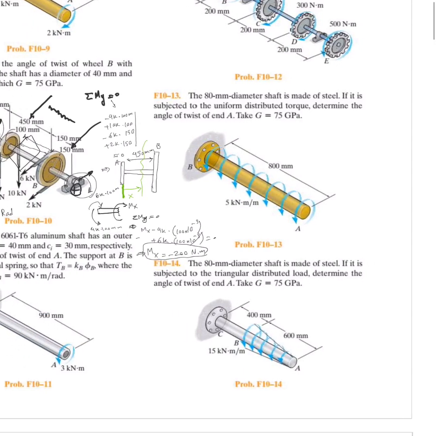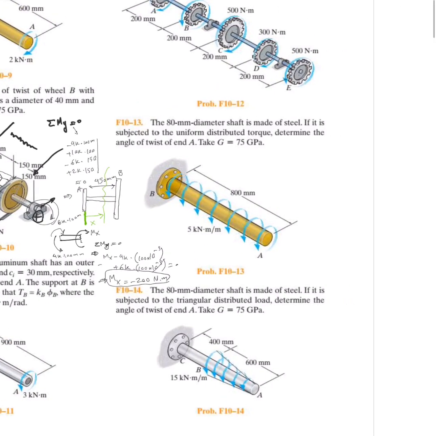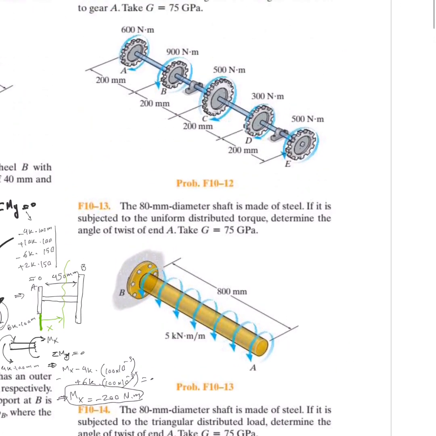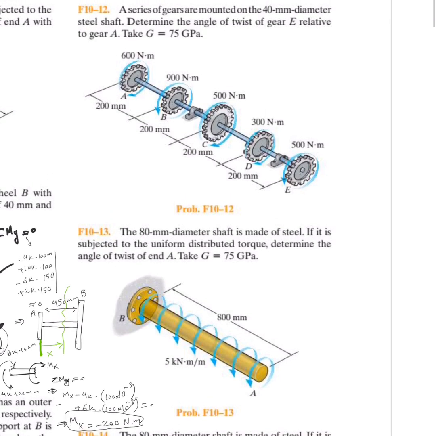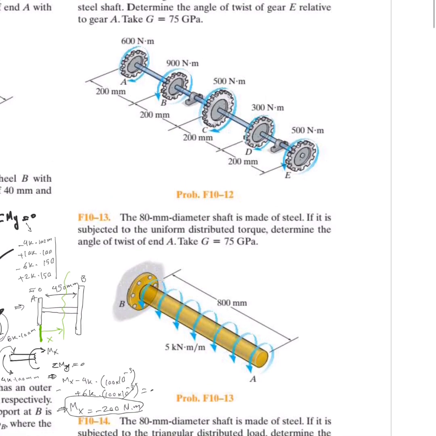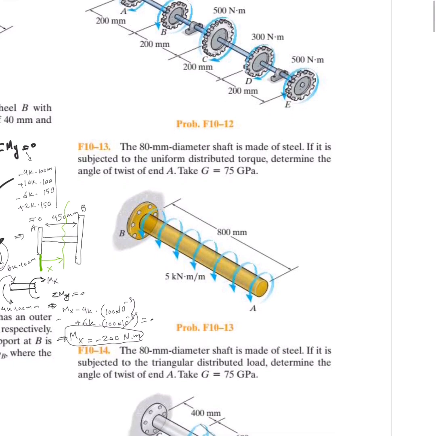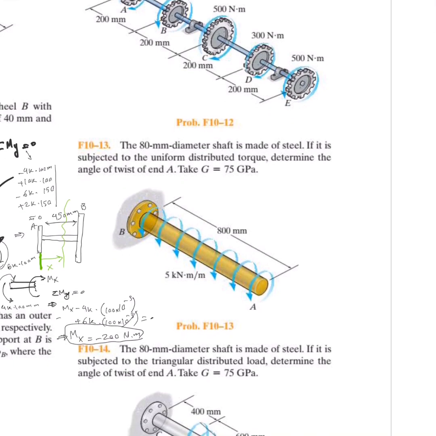The rest, okay, let's work on this distributed load. This is similar to example F10, 12, similar to what we had before. 10, 13, say 80 millimeter diameter shaft is made of steel, subject to uniform distributed torque. Determine the angle of twist at the end A, take G.